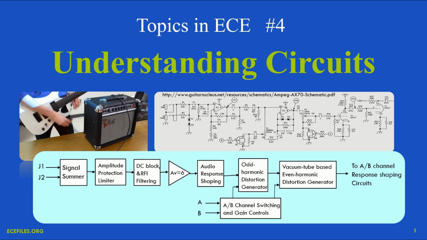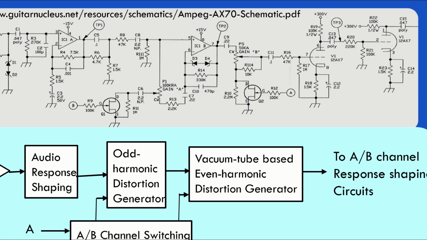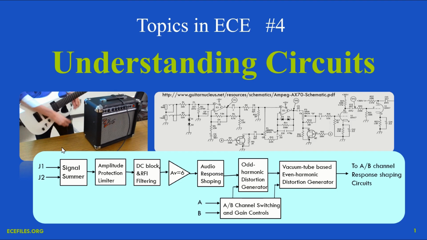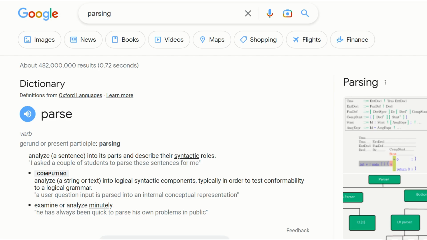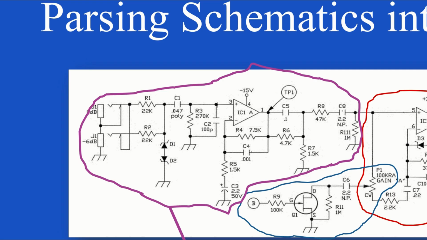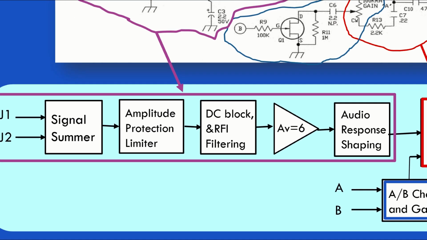But our main goal today is to be able to look at a schematic and figure out what's going on. And we're going to do that by learning to translate circuit diagrams such as this into functional block diagrams that provide the information on how the signal's changed as it flows through the circuit. And I'm going to refer to that as parsing schematics into block diagrams. And here I'm borrowing that term parsing from computing, where it generally means analyze into parts and describe their syntactic roles. So today we're going to learn how to take a schematic such as this one and walk through it and understand what each portion of it does, and come up with a block diagram.